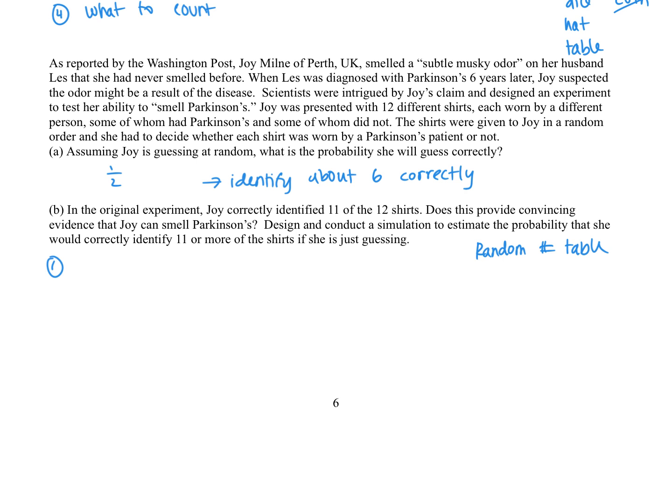So instead I'm going to say let numbers 0 to 4, because that's half the digits, represent identifying correctly. Then 5 to 9 are incorrect. Again, 1 and 2 is totally fine. You also could use 2 digits. Then I'm going to look at the table.